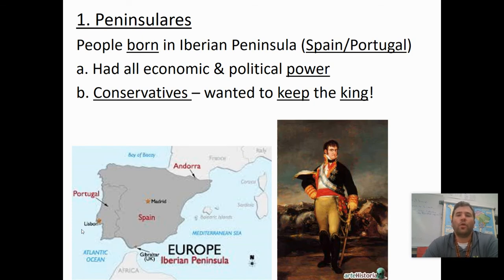And these people, of course, were conservatives. Remember our isms? Right wing, left wing. These are the right wing conservatives in Latin America because they want to have all the power. They want to keep the king. The king gave them their job, so of course they want the power, right?